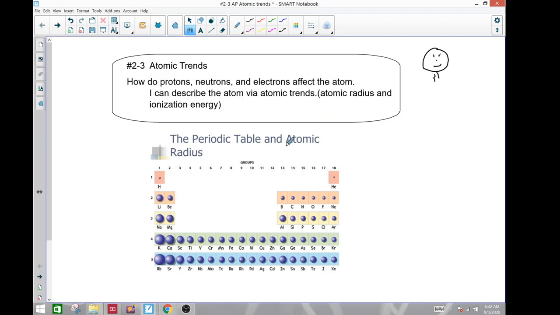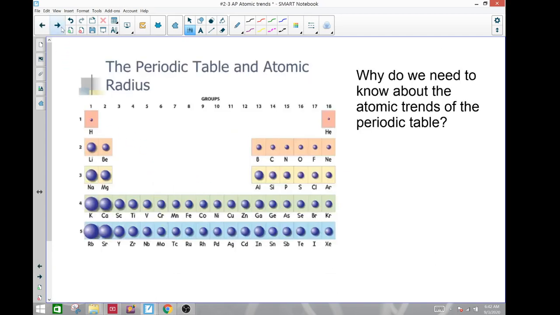Some of the main trends we have here are basically the radius, which is one of the most common ones. So let's look at that one here. What do we need to know about atomic trends in the periodic table? Alright, let's look at this here.